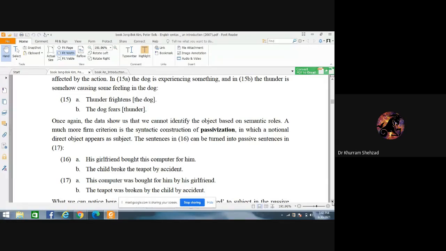Now, please, you start, Ali. A much more firm criterion is the syntactic construction of passive assertion in which a notional direct object appears as subject. The sentences in 16 can be turned into passive sentences in 17. So he says that notional direct objects appear as subject. If something is object, it can be turned into passive voice, and then it can be turned into the subject of the sentence. So then we can say it is a direct object. But semantic roles will not help us to find out the objecthood of the sentence. Got this point?